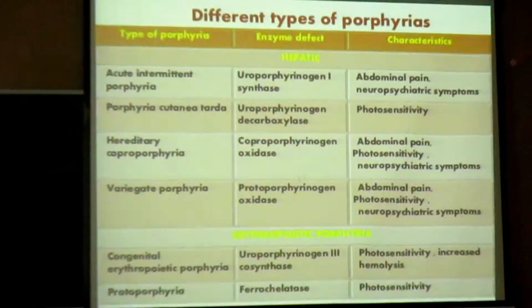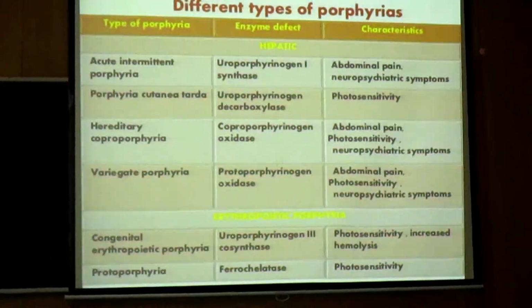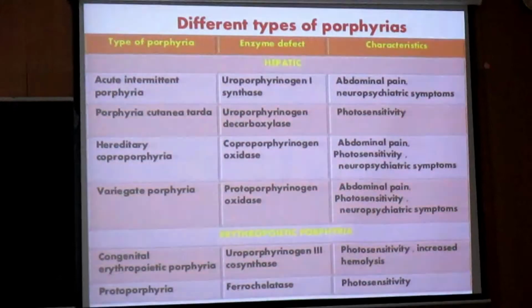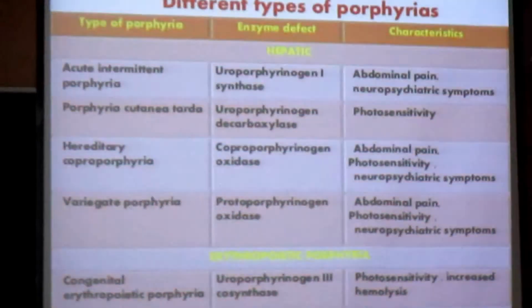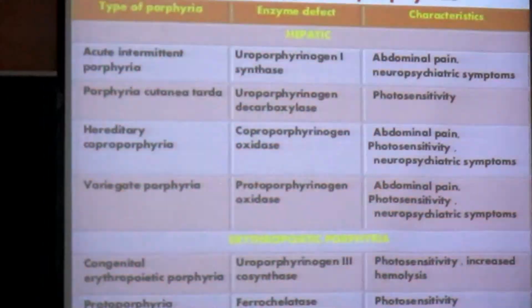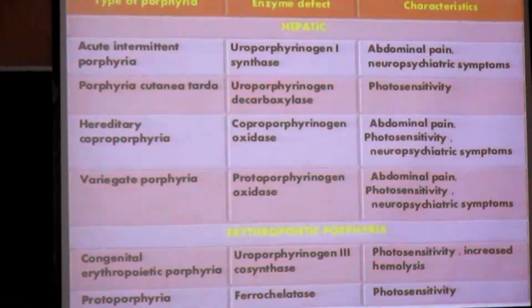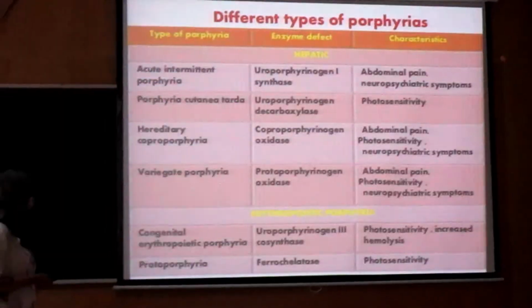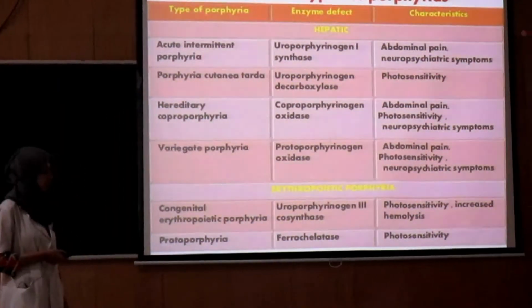So this is the brief summary of the different types of porphyria, with the enzyme defects and the characteristics of all of them: acquired, acute intermittent porphyria, and the others. All types of porphyria exhibit photosensitivity except acute intermittent porphyria, as I mentioned. And congenital erythropoietic porphyria is the only kind of porphyria which is autosomal recessive.